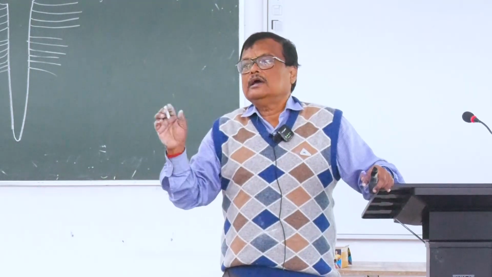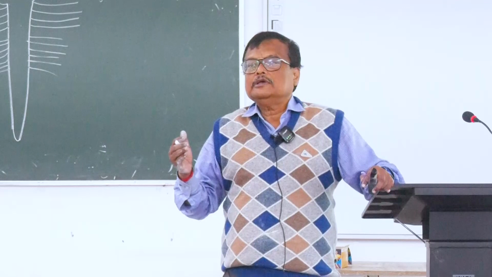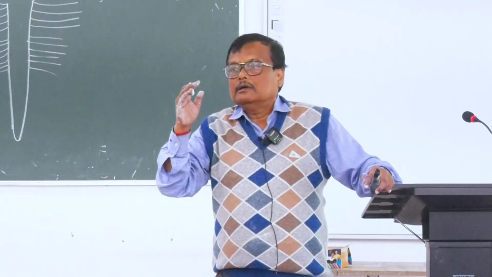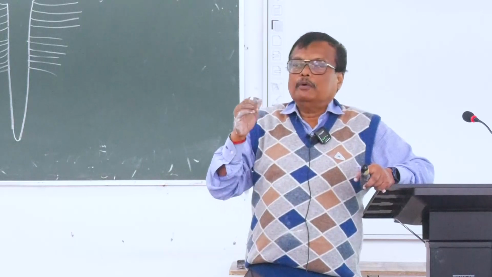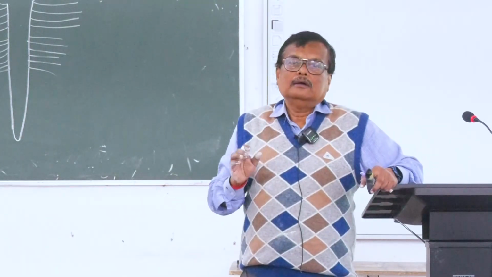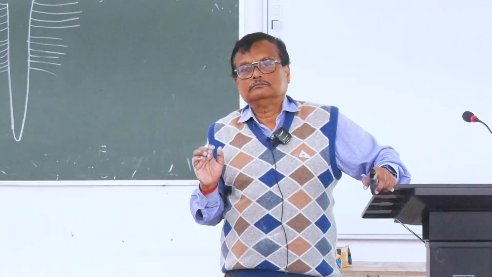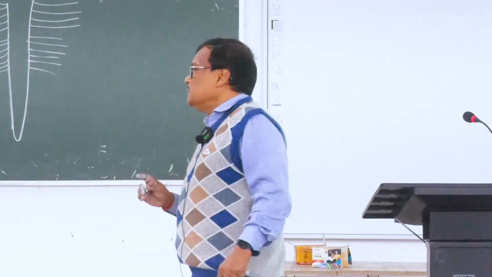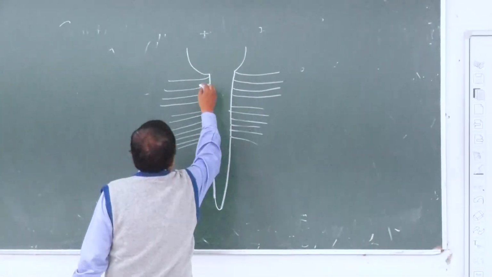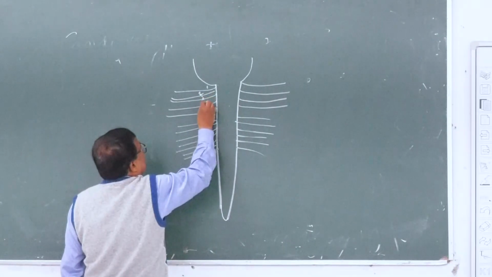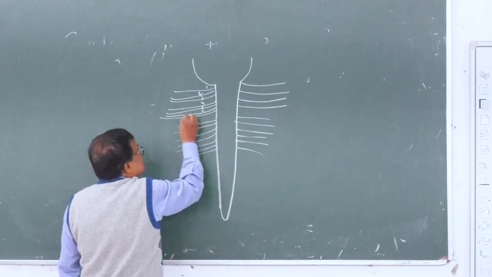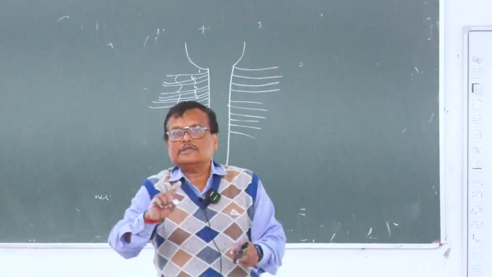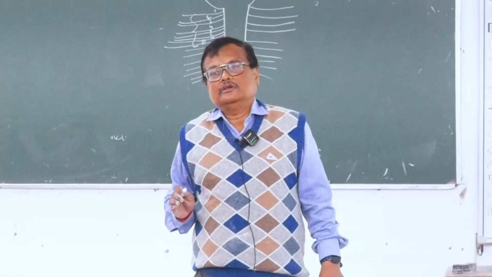Similarly, in the lumbar region, there are 5 lumbar nerves. In the sacral region, 5 sacral nerves. In the coccygeal region, 1 coccygeal nerve. But the difficulty, the problem is that in the neck, there are 7 vertebrae, but there are 8 cervical spinal nerves. So, in the cervical region, there are 8 spinal nerves, but the vertebrae are 7. Only here is there a discrepancy.